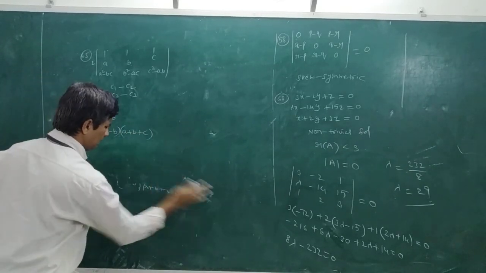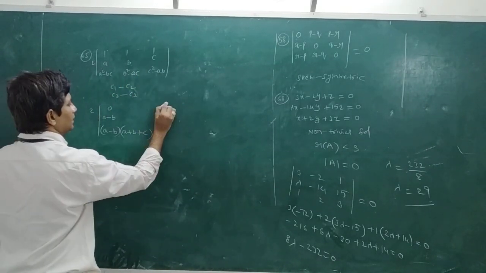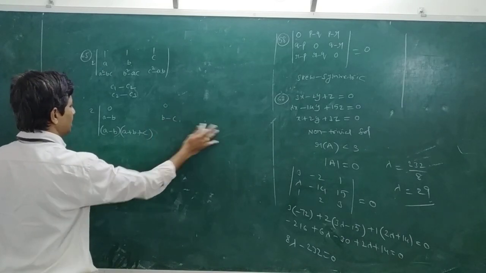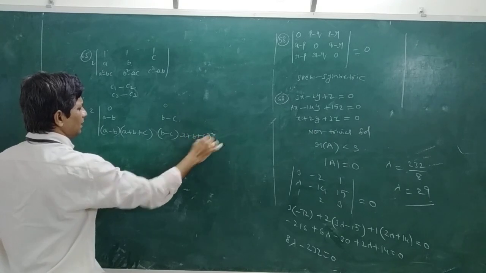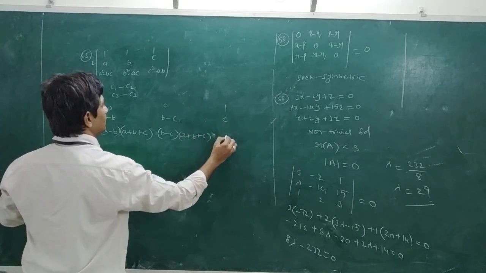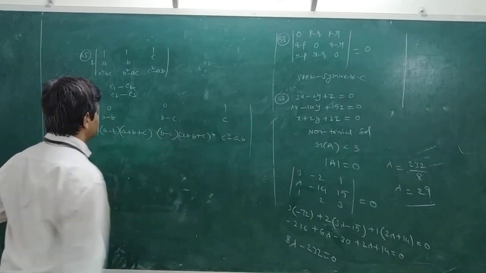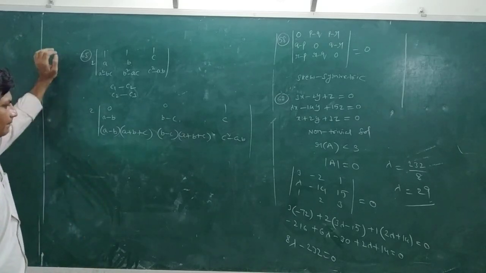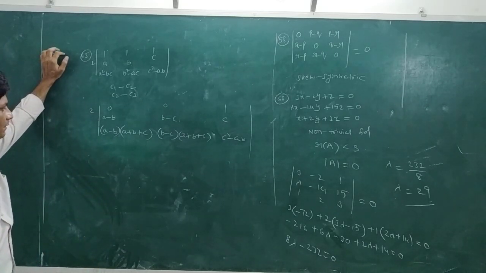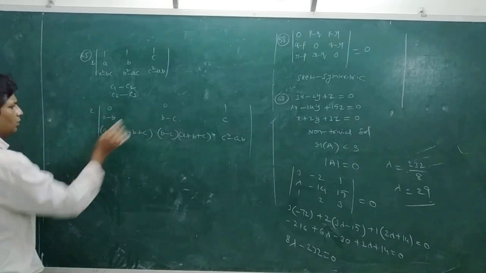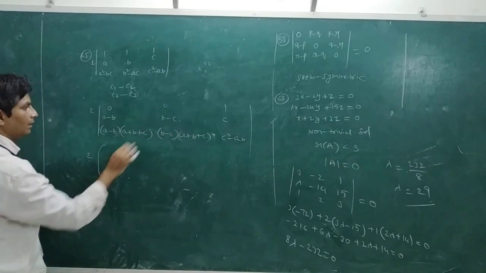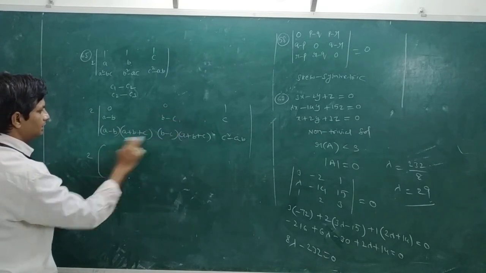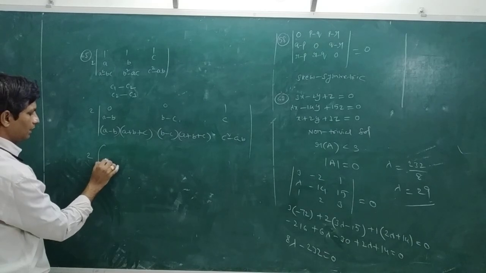Next, C2 minus C3: 0, B minus C. This is B minus C into A plus B plus C, and then 1, C square minus AB. So from the first row, what is common? Let's expand this directly because we got here 2 into 0, something, 0, something. That's what? 1 into this thing and this thing. So how much will you get here?